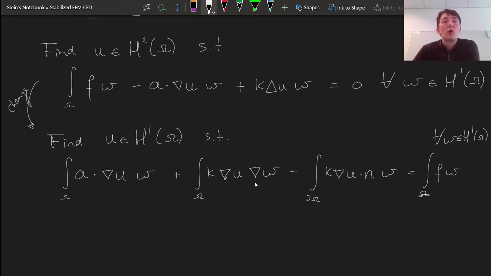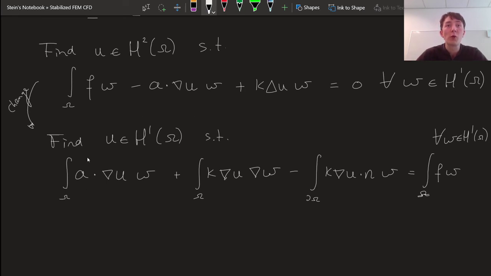So now we have released some requirements on our solution. It no longer needs to be twice differentiable, it needs to be only once differentiable. And if this is the first time you see stuff like this, then it always feels very strange, and that is because we are so trained to think about this strong form.